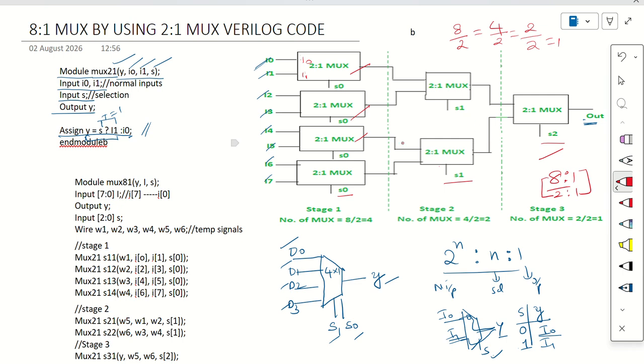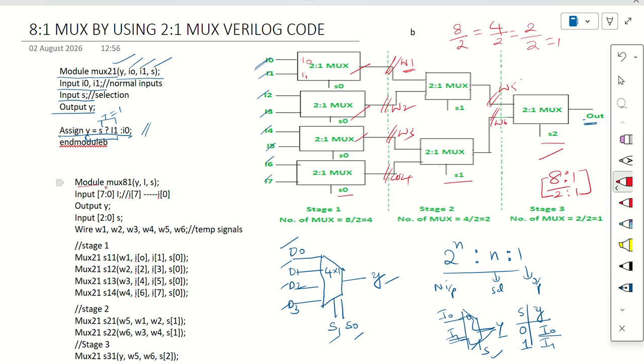So we have a total of 6 wires required, W1, W2, W3, W4, as well as W5, W6. These wires are used for connecting purposes. Except for inputs and outputs, the signals in the design we can treat as wires. So we have a total of 6 wires, and we can now write the program.